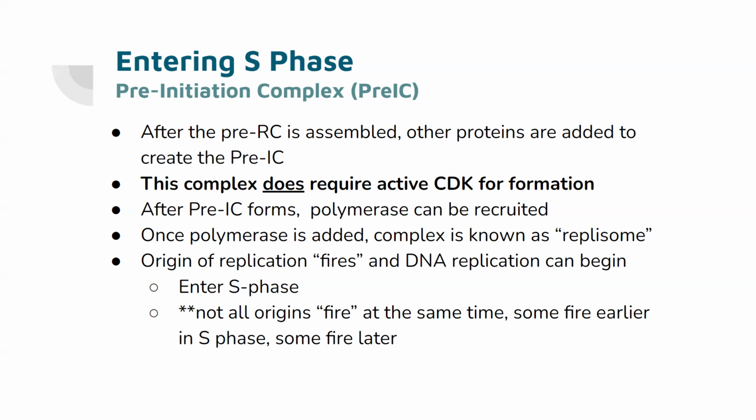The origin of replication is where the firing is going to start. That is basically when helicase unzips the DNA and replication starts at either end. And that's when you enter S phase. Although there are multiple origins, not all of them fire at the same time. Some fire earlier, some later, depending on a variety of different factors.